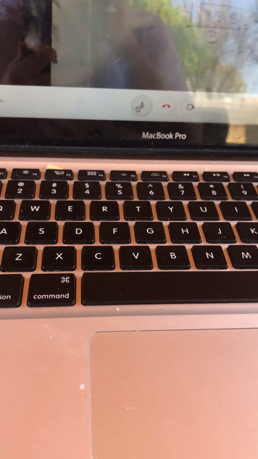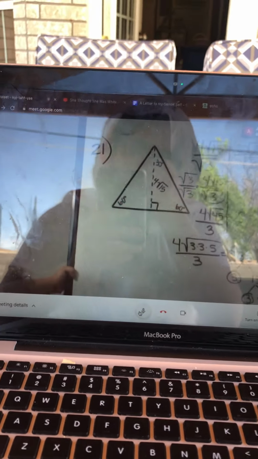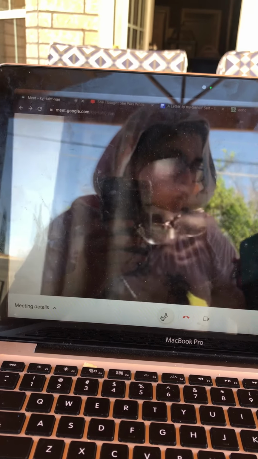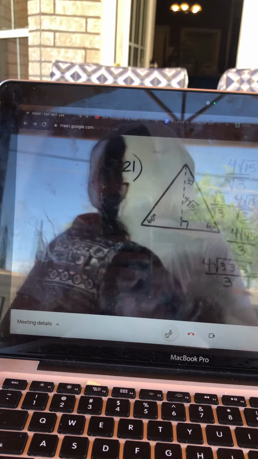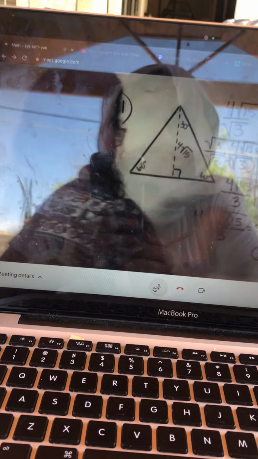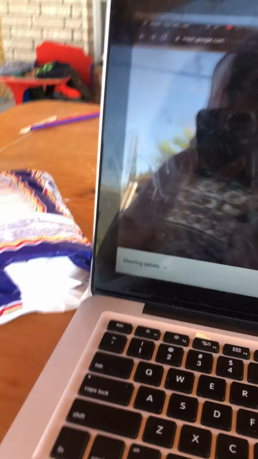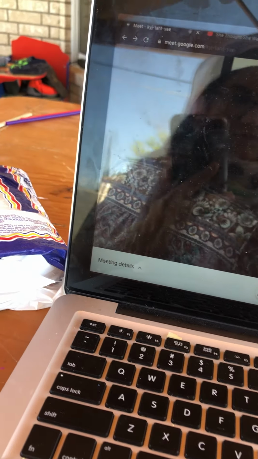Yes? Everybody with me so far? Okay. What is this right here equal to? 9. And what's the square root of 9? 3. I have this.